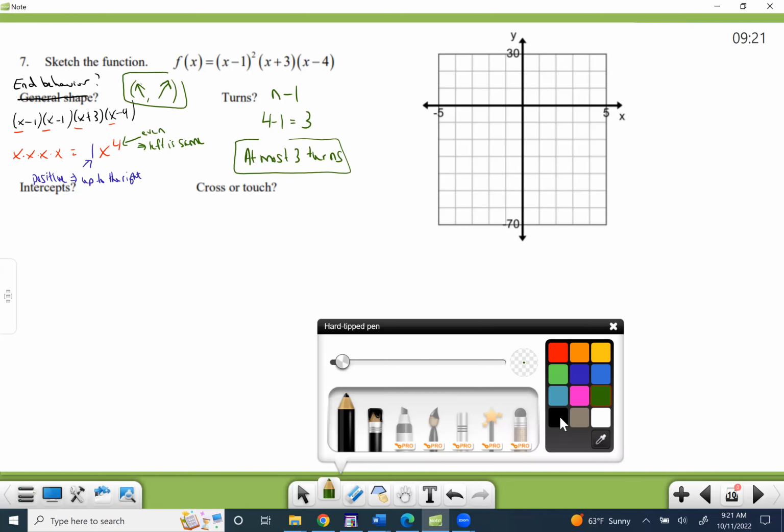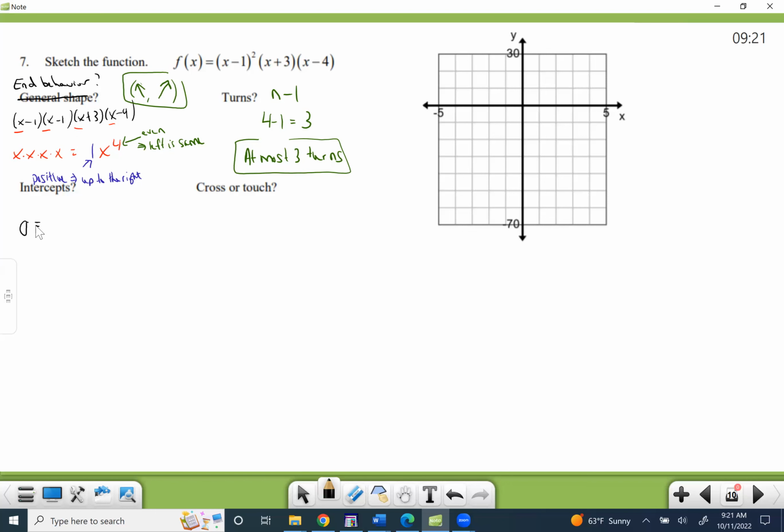Now let's go ahead and get our x-intercepts. Remember, that means your zeros. So you're going to take it and you're going to set it equal to 0. So when we set each piece equal to 0, we're going to find our x-intercepts. I'm going to go graph them on the graph, okay? 1, negative 3, and 4. Okay. I'm also going to graph the end behavior. We said up to the right, and we also said up to the left.